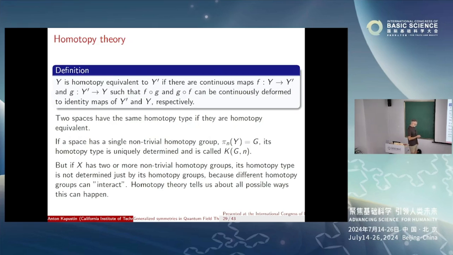What's that about? Well, we say that space Y is homotopy equivalent to space Y prime if there are continuous maps in both directions such that compositions of these maps can be continuously deformed to identity maps of Y and Y prime respectively. And you say the spaces have the same homotopy type if they're equivalent in this sense. In particular, as already mentioned, if the space has a single non-trivial homotopy group, then its homotopy type is uniquely determined. We call it K(G,n). But if you have two or more non-trivial homotopy groups, then just knowing these groups does not determine the homotopy type, precisely because of interaction. And homotopy theory tells us about all possible ways this can happen.